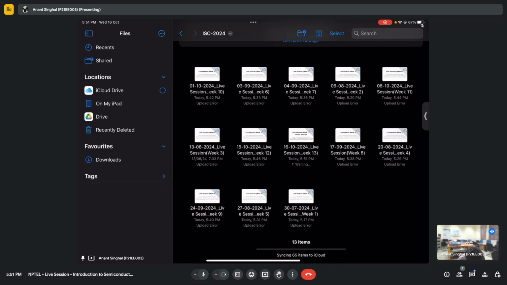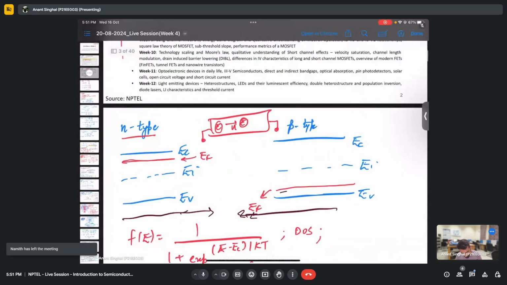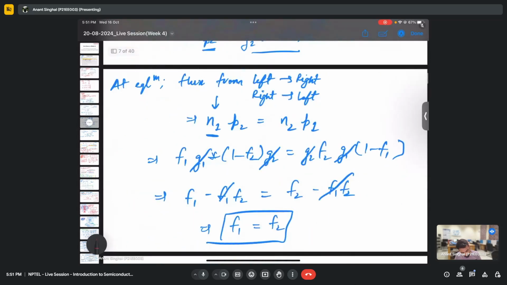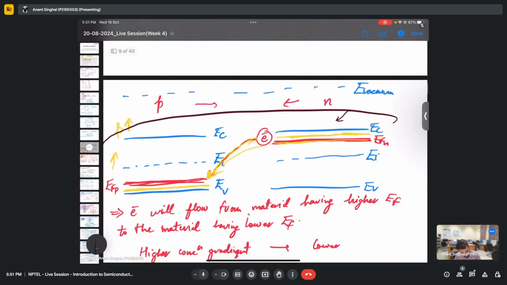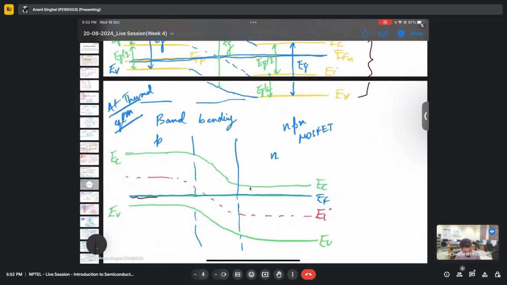But for that, what you can do is see this particular lecture, week 4, in which I first introduced how band bending happens if we have different kinds of material together. So for band bending, you need to first see this. Electrons are going from here to here, so this will just go down because we need to align the Fermi level. There will be some band bending and you will see a diagram like this.